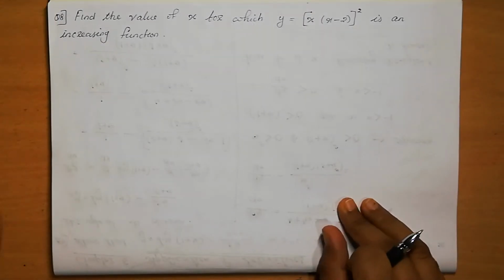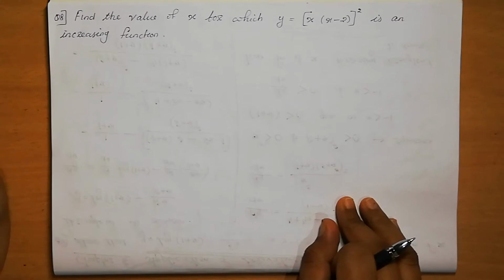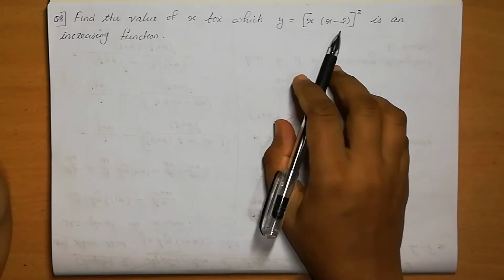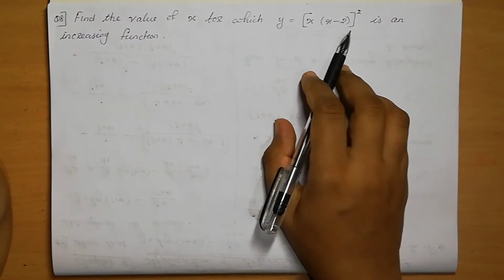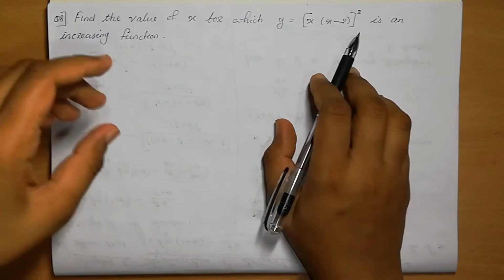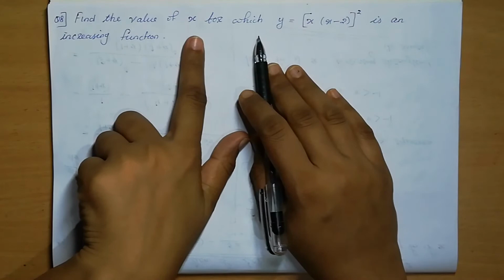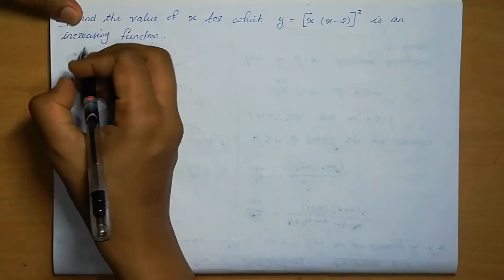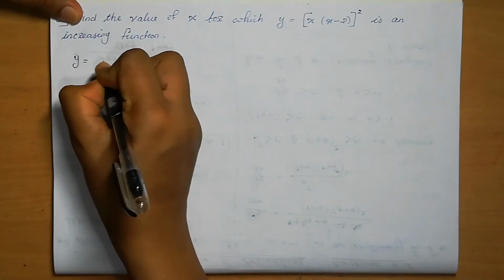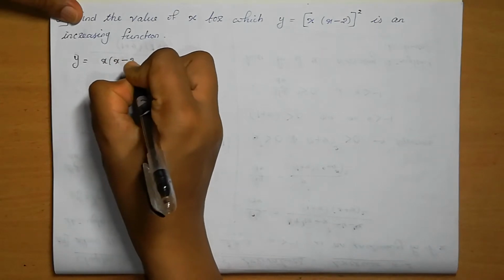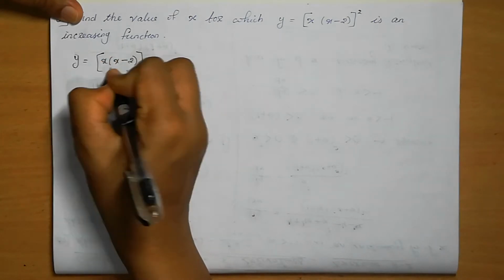Question number 8. Find the value of x for which y equal to x into (x minus 2) the whole square is an increasing function. So this is given as an increasing function, so we need to find the value of x. So what is the given function? y equal to x into (x minus 2) the whole square.